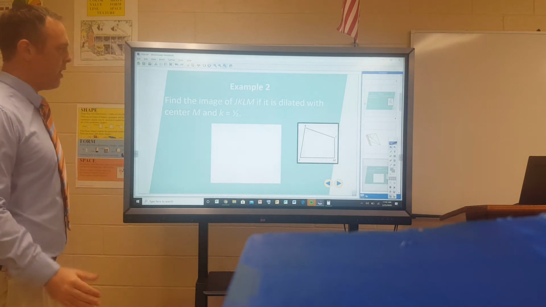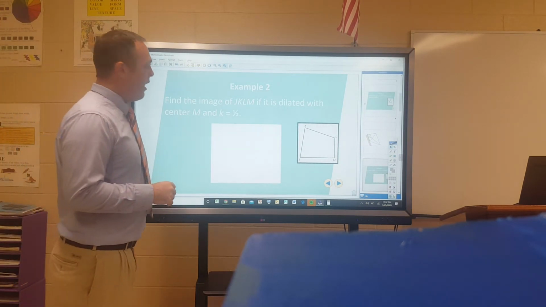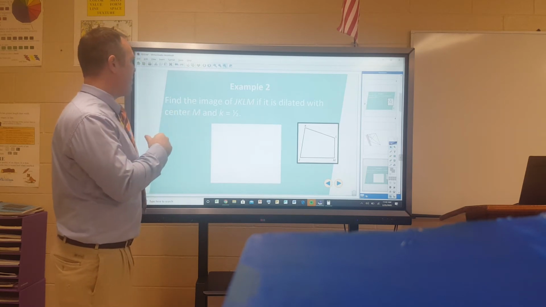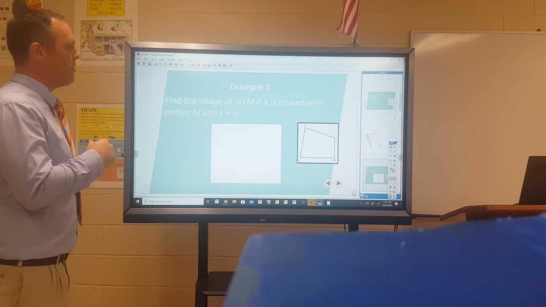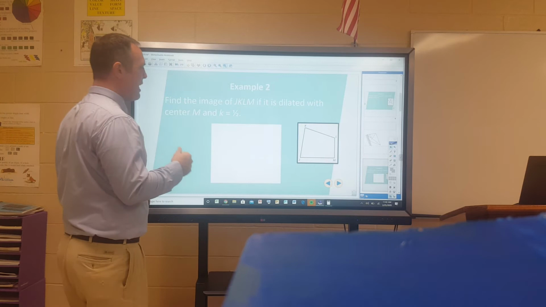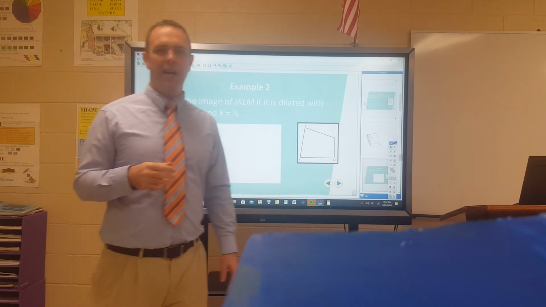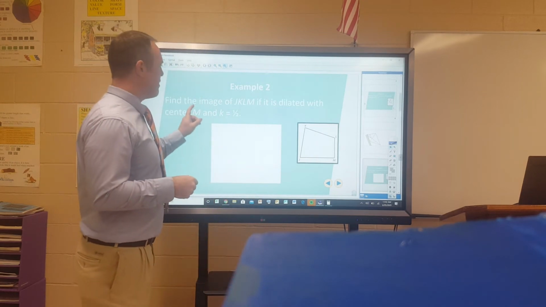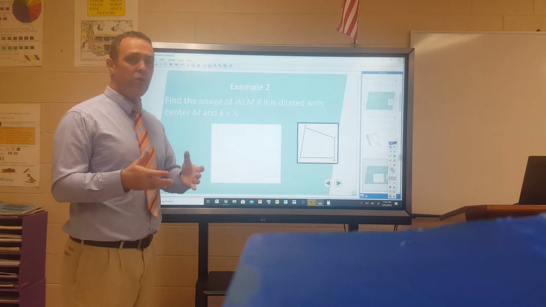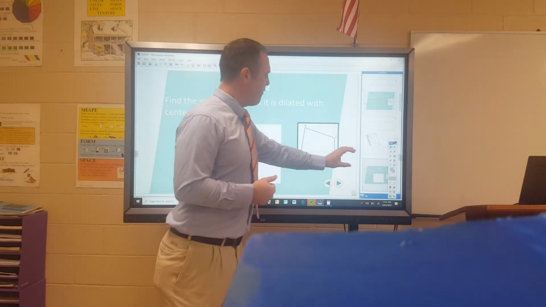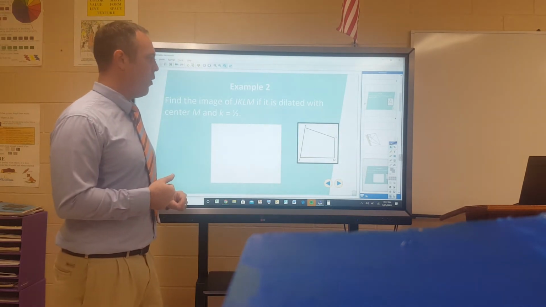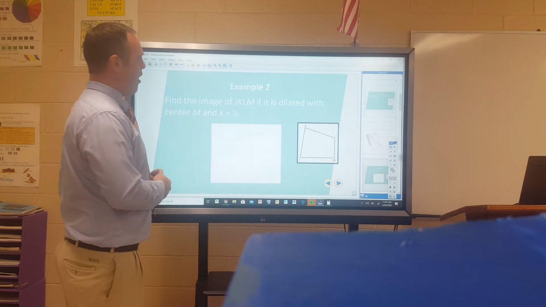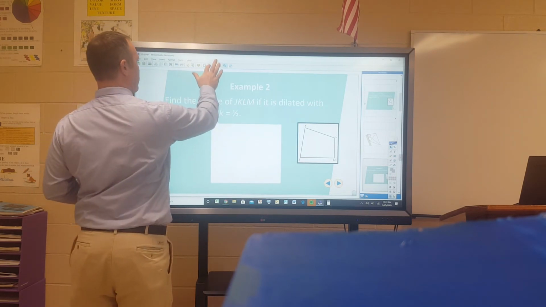Example number 2. A couple of differences with this: we're not enlarging it, we're reducing it. Find the image of JKLM if it is dilated with the center M and k equals 1/2. Now, 1/2 is a reduction. Another difference is the center is at M. We've had rotations like this too. The point is not off of it, the point is actually on it. So our points are all going to go from M. We go 1/2. M would just stay there. Everything else will be 1/2 of the length.